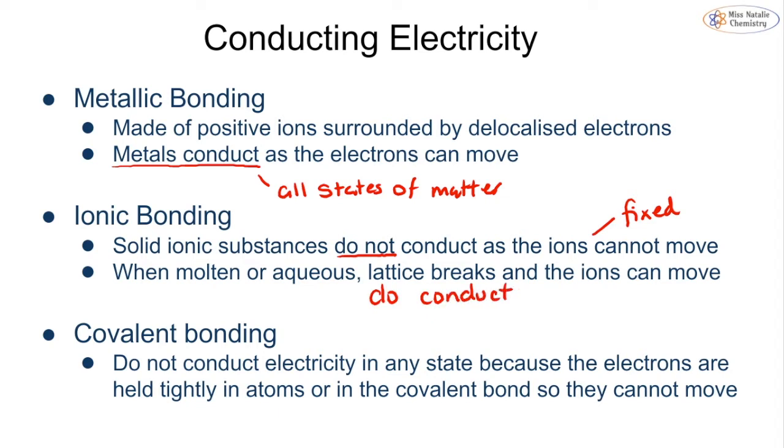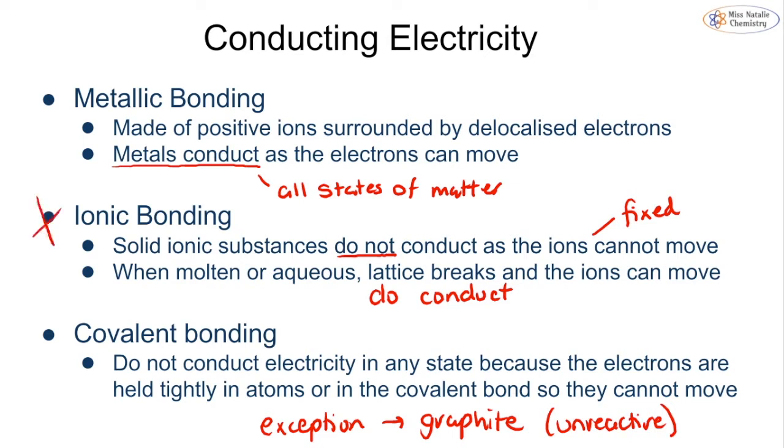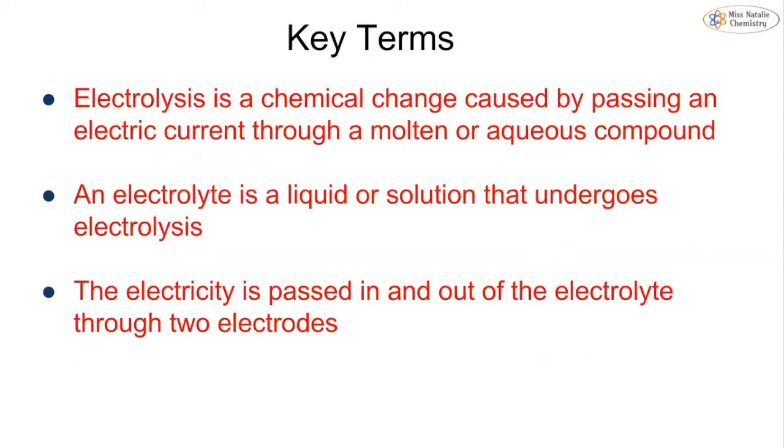When it comes to covalent bonding, they do not conduct in any state of matter because the electrons are held so tightly in these covalent bonds and they cannot move. The one exception here, however, is graphite. And we take advantage of the fact that graphite can conduct electricity but is very unreactive when we carry out electrolysis. This is something that's very useful to us. So our main focus is going to be here, ionic bonding, and particularly molten or aqueous. This is the whole point in this electrolysis topic.